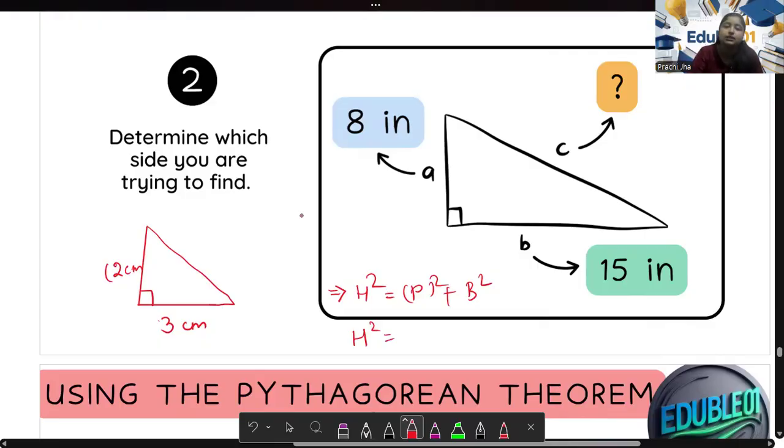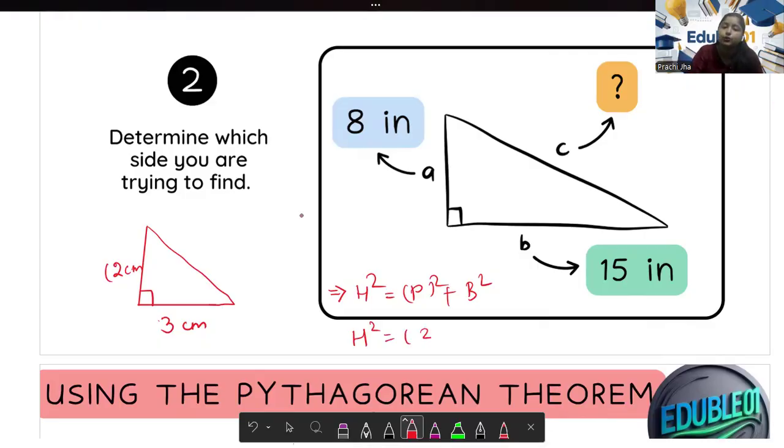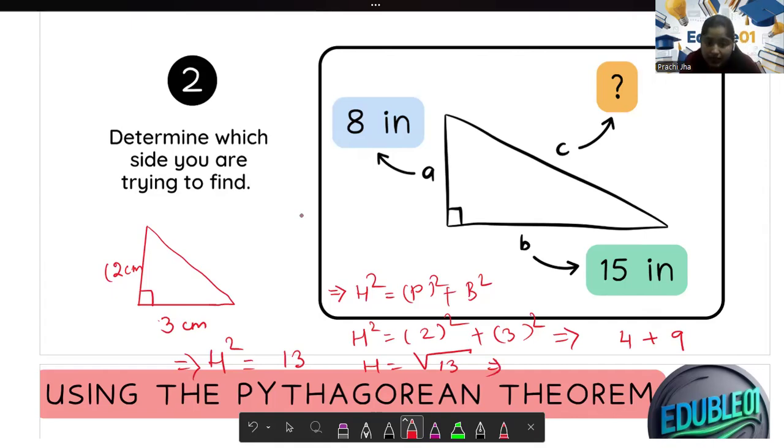P square, that means perpendicular square, that means 2 square plus 3 square, right? So what is 2 square? 4, right? And what is 3 square? That's 9, exactly. So that means you have h square is equal to 4 plus 9. How much is 4 plus 9? 13, right? And h is equal to root 13. The square, on the other hand, will come as the root. And you can find out how much is root 13.